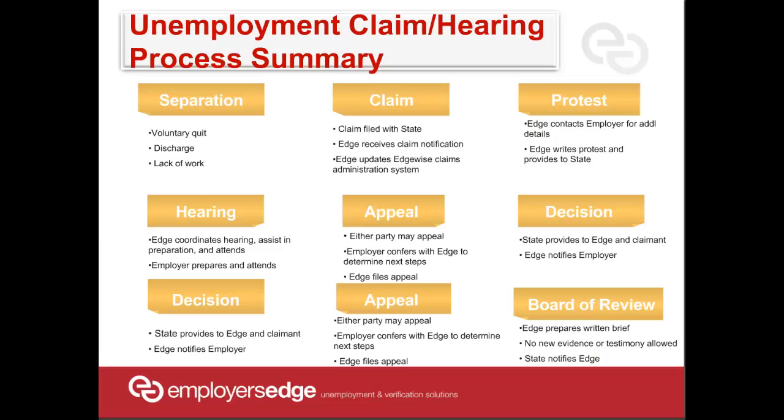And then a couple of days later, we would assign a hearing rep who would work with you to get you prepped and ready for that unemployment hearing. It doesn't mean that you don't have to attend. You still have to attend that hearing. And we're looking for the person with the most firsthand knowledge to attend.